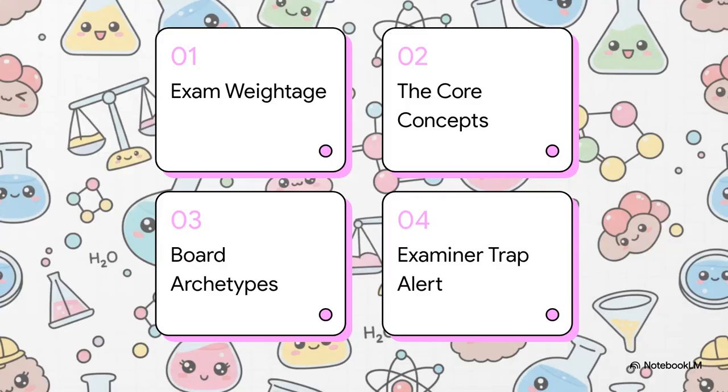Here is our ultimate bootcamp syllabus for today. We are looking at exam weightage, the core concepts, board question archetypes, and finally, my personal examiner travel alert.